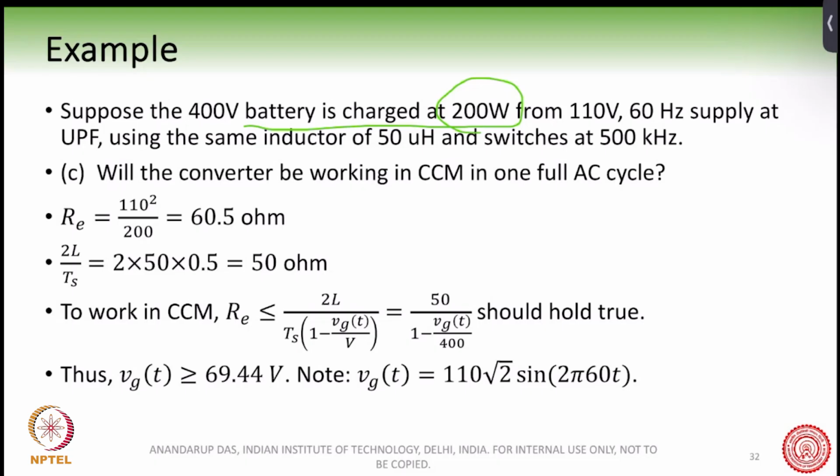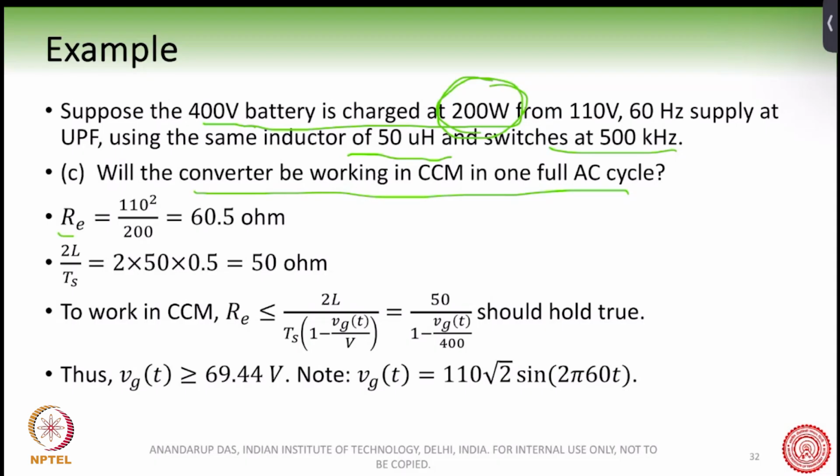So now let us take the condition that this same battery of 400 volt is now charged with a power of 200 watt. You are going to use the same boost PFC which you have already designed, so the inductor is 50 microhenry and the switches are again switching at 500 kilohertz. The question now is, will the converter be working in CCM in one full AC cycle? You have to find out the same expressions once more and find out whether that condition of CCM is satisfied.